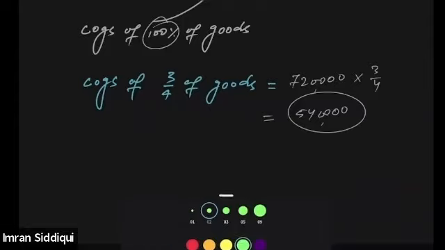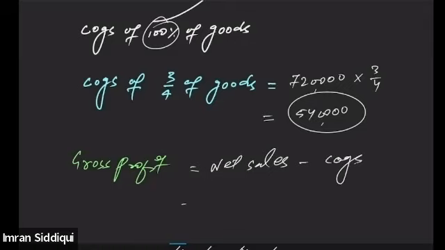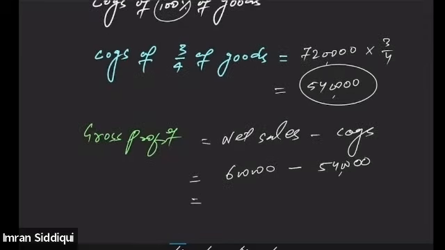Okay, now we can determine the profit. To determine the gross profit, gross profit is calculated simply by subtracting the COGS out of net sales. Since no sales return is given in the question, we'll presume that whatever the sales value is given in the question, that is the net sales itself. So 6 lakhs minus 5,40,000, and the correct answer will be, gross profit will be 60,000.